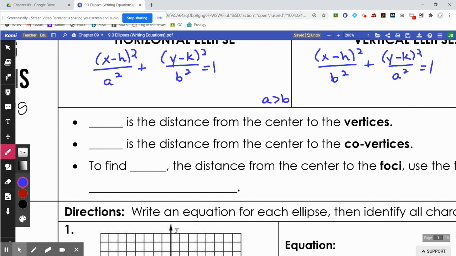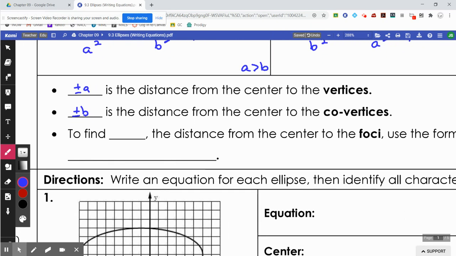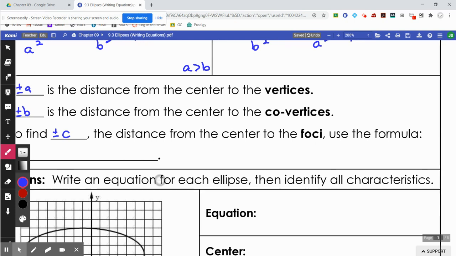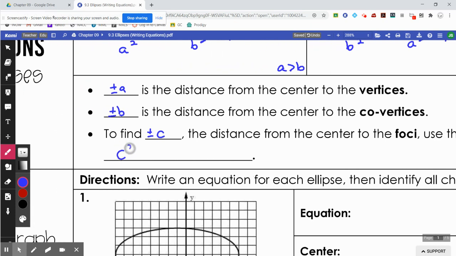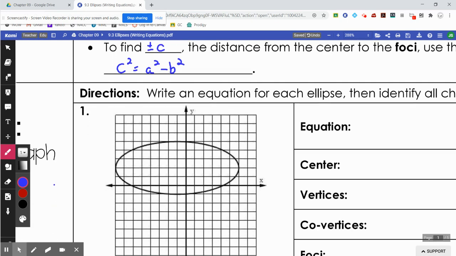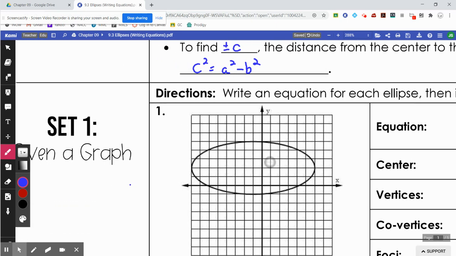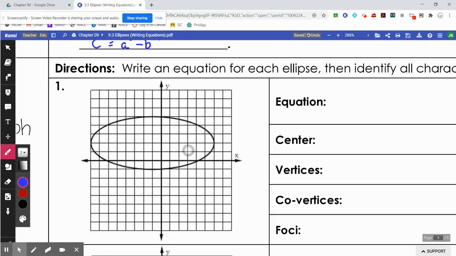So a is the distance from the center to the vertices. That's going to be positive and negative a to the vertices and positive and negative b to the co-vertices. To find c, or positive negative c, you can put it either way, which is the distance to the foci, we're going to use the formula c squared is equal to a squared minus b squared. So let's write the equation. Given a graph, let's write the equation of this ellipse.